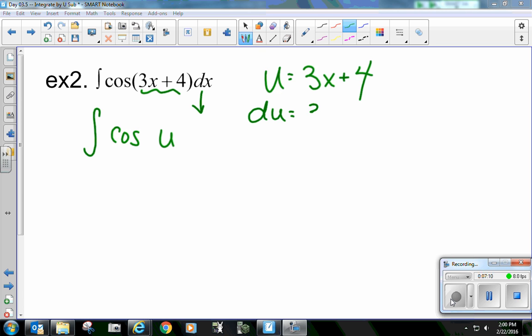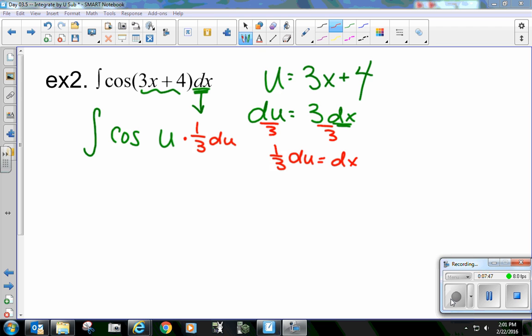du would equal 3 dx. Now, I've got to put in for dx, not for 3 dx. So I need to get that dx alone, because I only want to substitute in for this. So how do I get this alone? I divide by 3, so I write it like this: 1/3 du equals dx. See what I'm saying? So that is going here. Is there any confusion there?